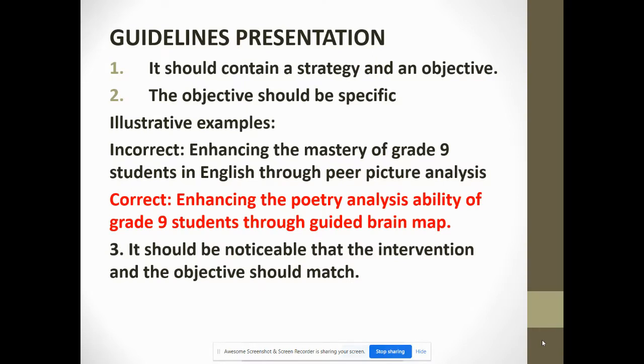So first one, it should contain a strategy and objective. The objective should be specific. So here is an illustrative example. Incorrect yung una, then correct yung pangalawa. Incorrect yung first one because of the word mastery. It should be specific. Dapat specific yung mastery. Then yung correct, enhancing the poetry analysis ability of grade 9 students through guided brain map. Mayroon siyang strategy and objective. Then it should be noticeable that the intervention and the objective should match.